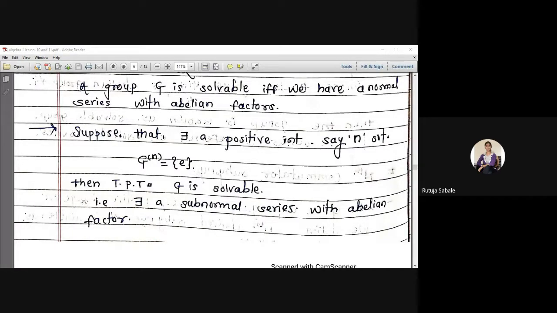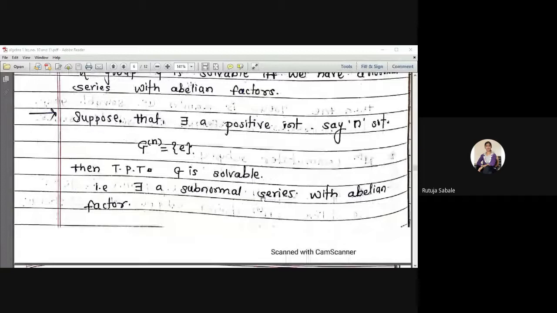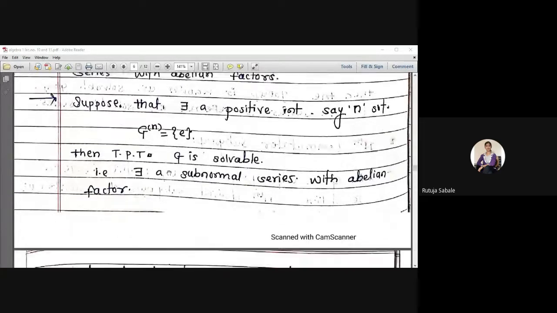Okay, then to prove that G is solvable, we have to prove that there exists a subnormal series with abelian factors. That is, we have to prove that in the subnormal series H0 is normal in H1 is normal in H2 and so on up to Hn, the factor groups are abelian. We have to prove that.